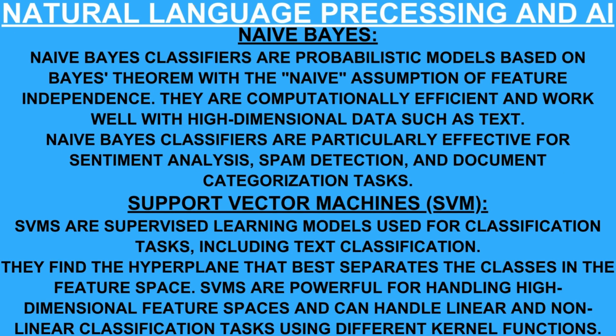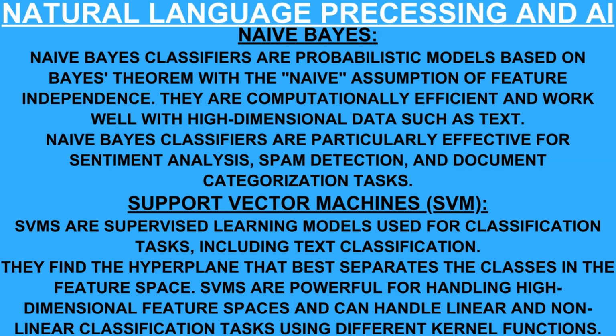Naive Bayes. Naive Bayes classifiers are probabilistic models based on Bayes' theorem with the naive assumption of feature independence. They are computationally efficient and work well with high-dimensional data such as text. Naive Bayes classifiers are particularly effective for sentiment analysis, spam detection, and document categorization tasks.